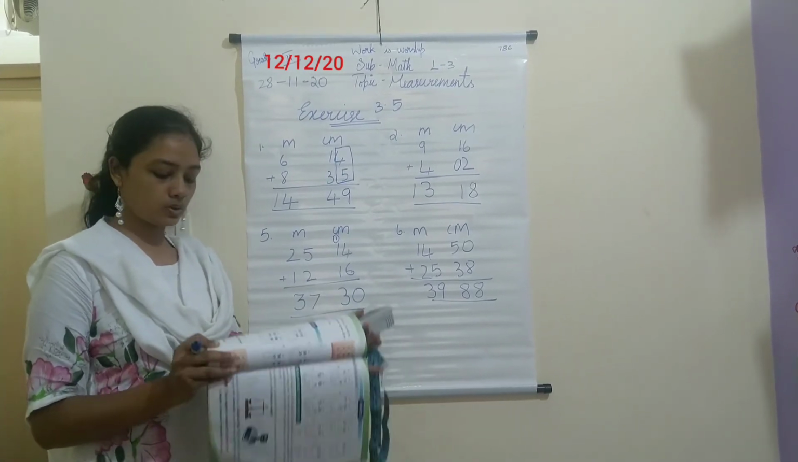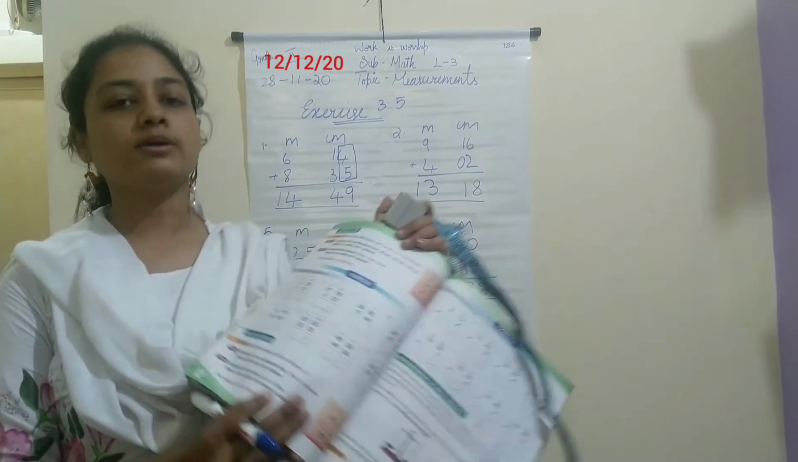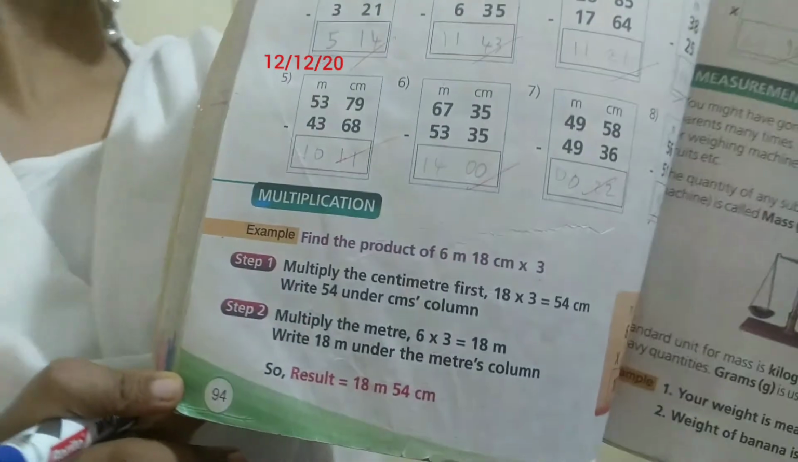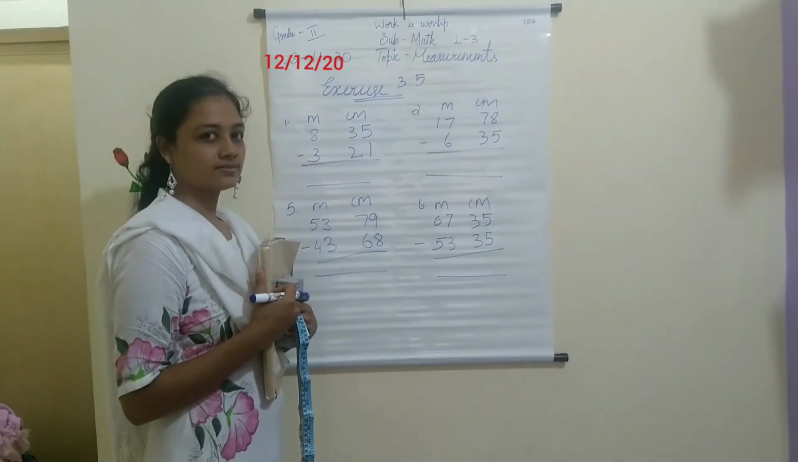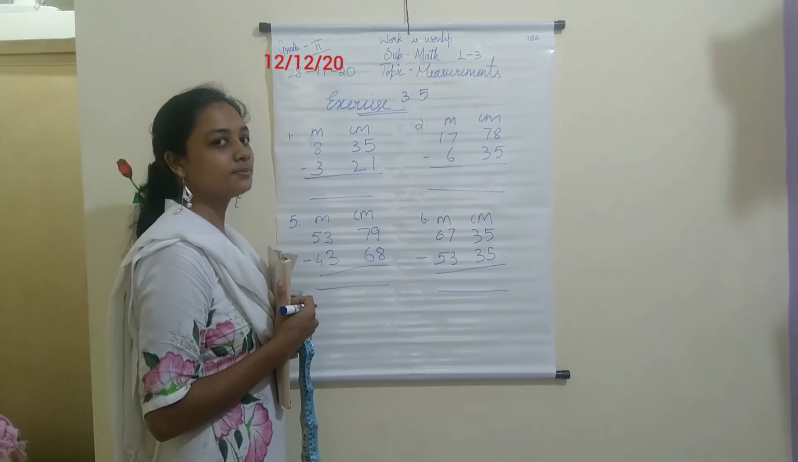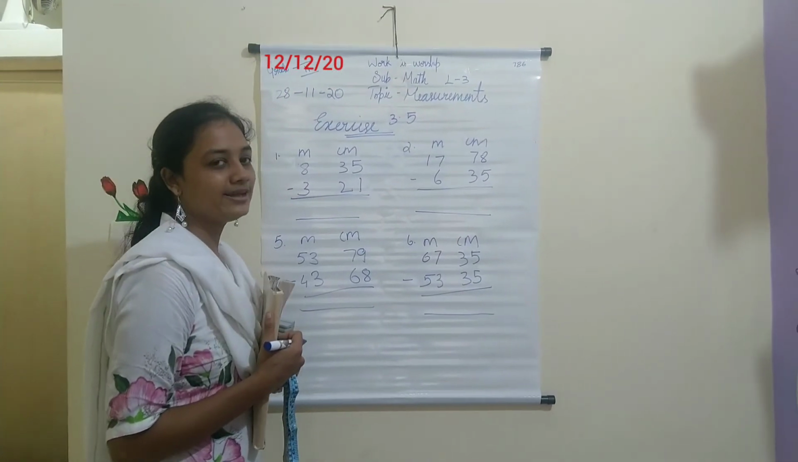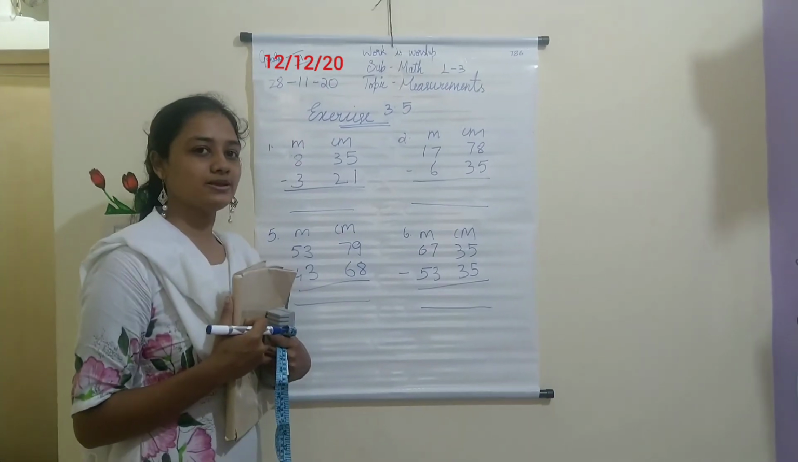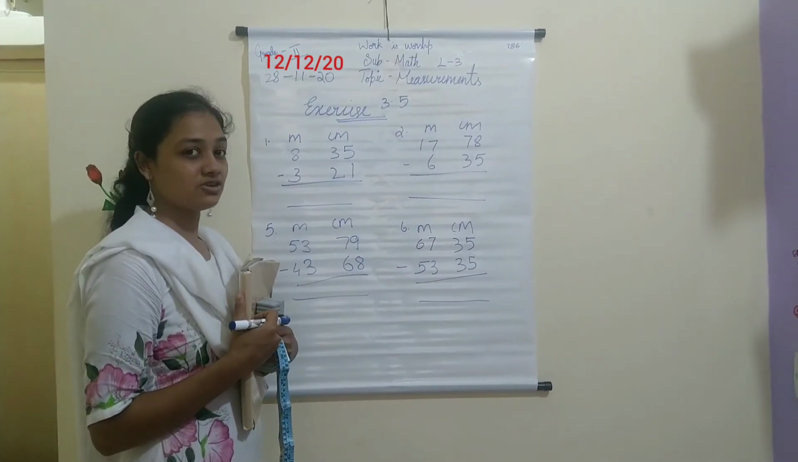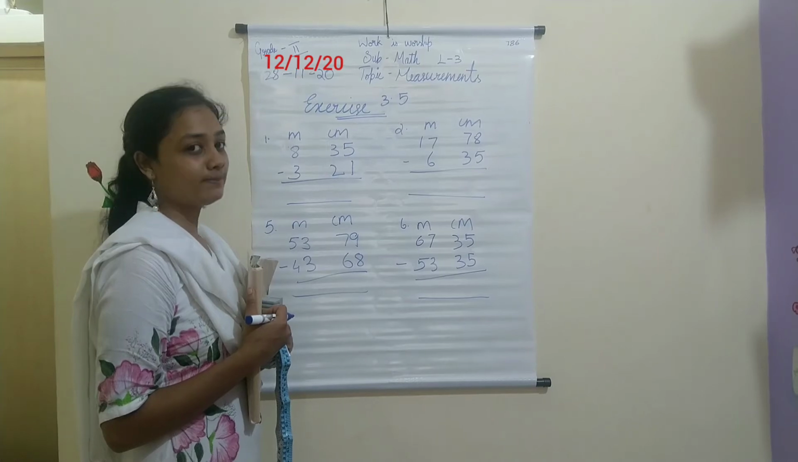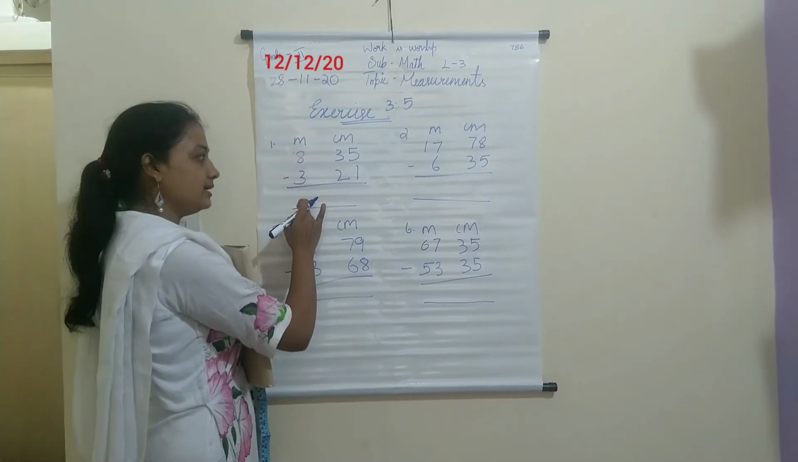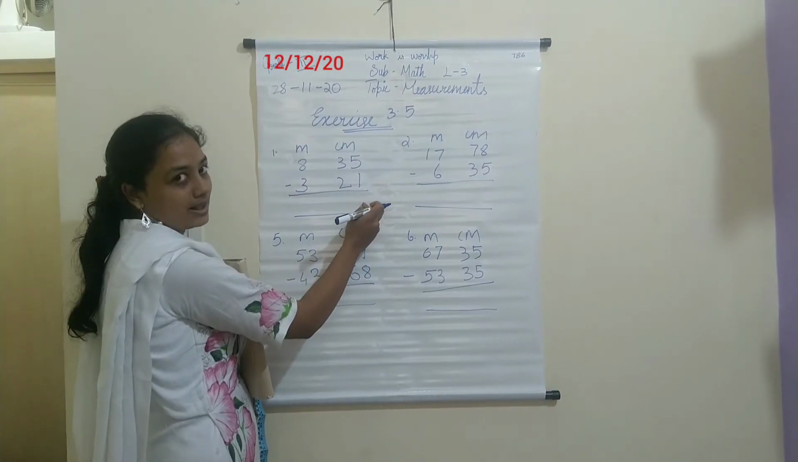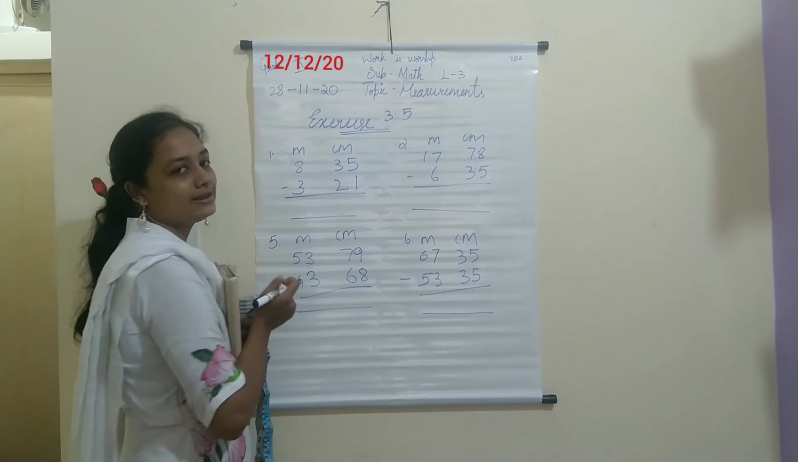So all of you will go to your next page, number 94, exercise 3.6. So now let's subtract the numbers in meters and centimeters. Just how you did addition, similarly we'll do subtraction also. Meters in meter side, centimeters in centimeter side. We will start from centimeters.